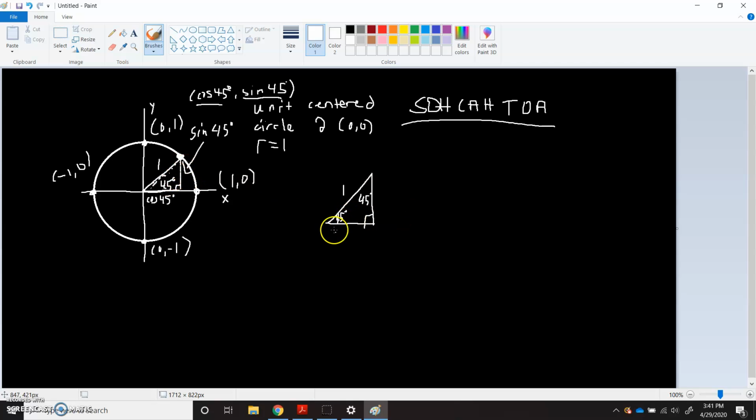Now, we want to find out what this is right here and what this is. So we're just going to give this a name. These have to be the same because they're both across from 45-degree angles. Thus, we should just use this to figure this out. And then there's one more key piece of information we need, and that's the Pythagorean theorem.